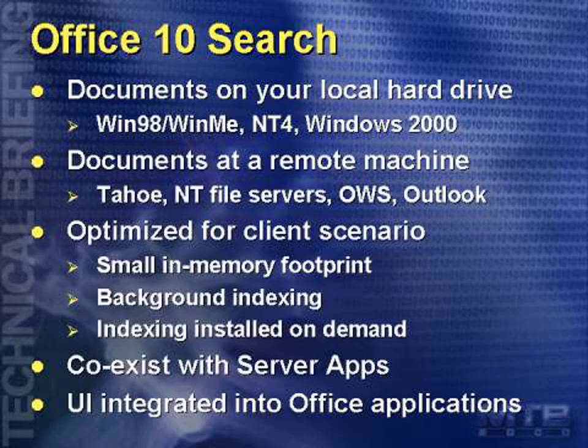So we also can take advantage of the full text indexes that are built on other machines. So if you have a remote Tahoe server, for example, or you have Index Services running on an NT file server at a remote machine, you can access the information stored in those full text indexes through Office 10. We also reroute queries to what you probably now know as OSE, and the new name is really Office Web Server, OWS.